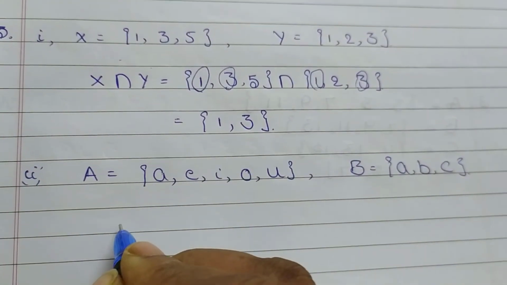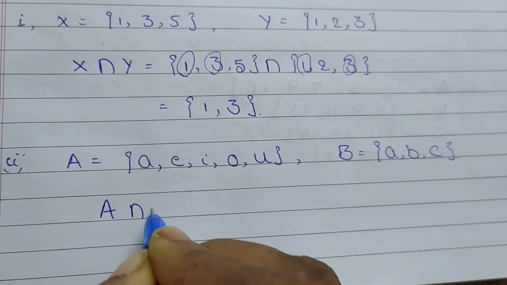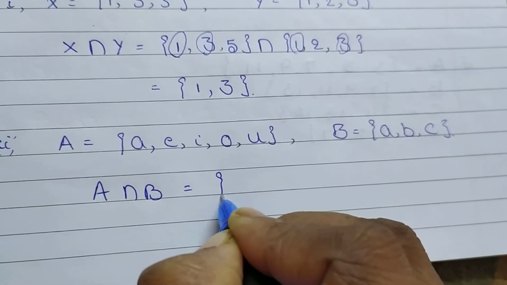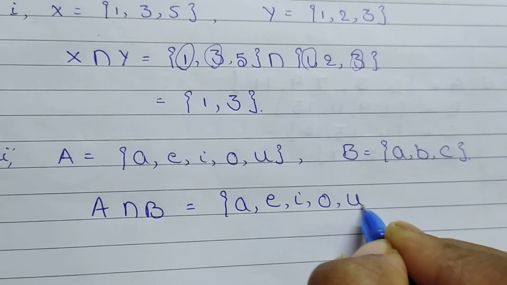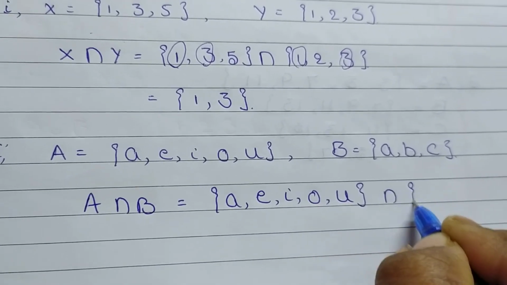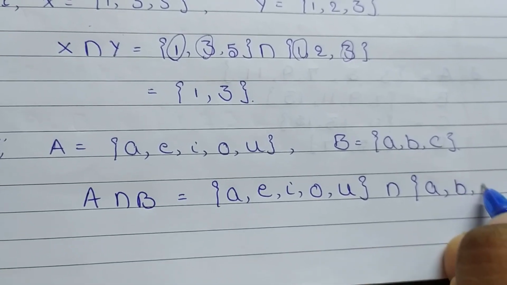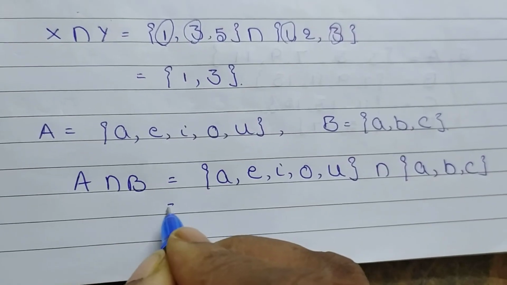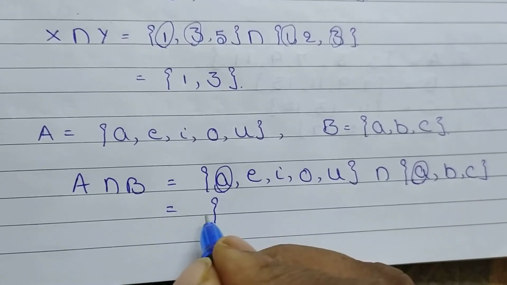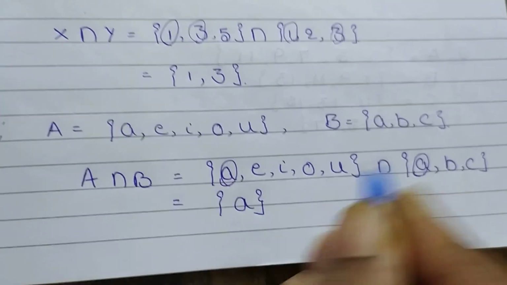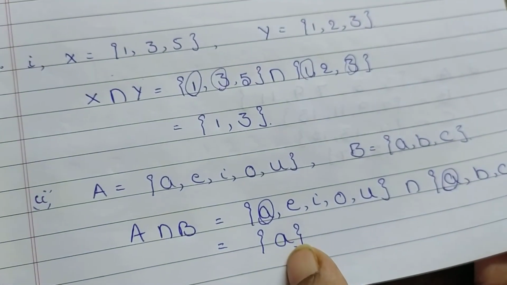Now coming to the second one, A intersection B. A is how much? A, E, I, O, U intersection A, B, C. Intersection means common elements in both A and B. Only A is common, so we will be writing A. This is a singleton set as it contains a single element.